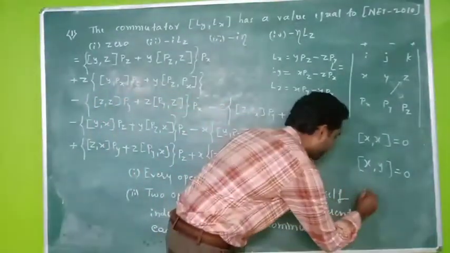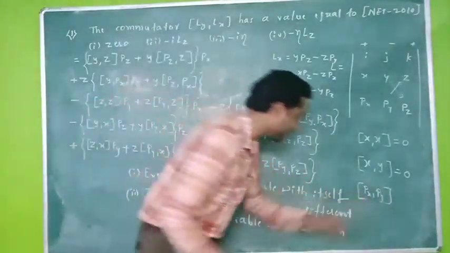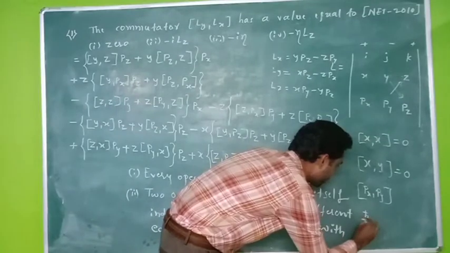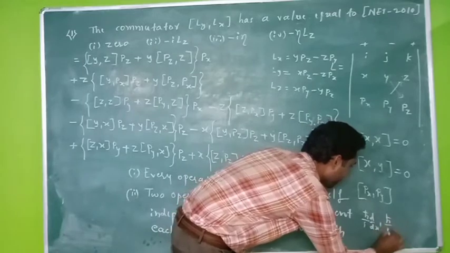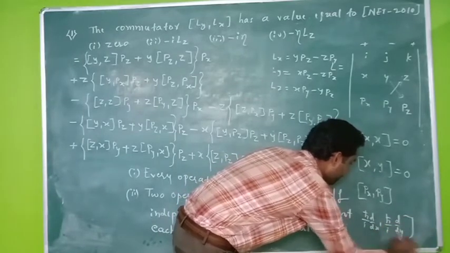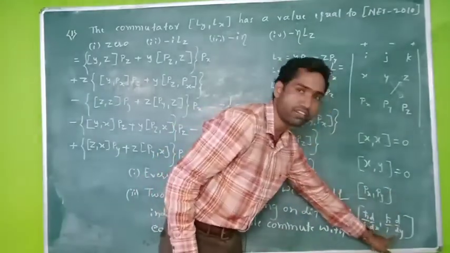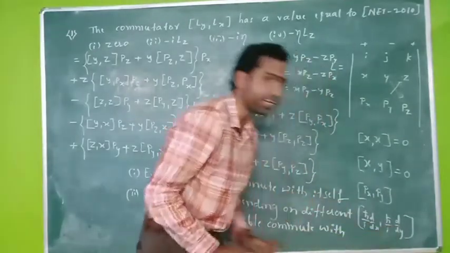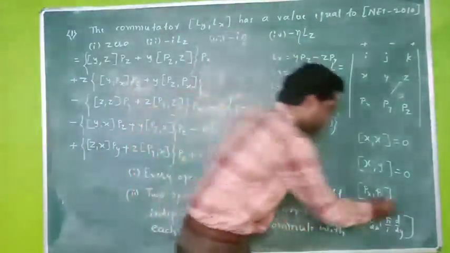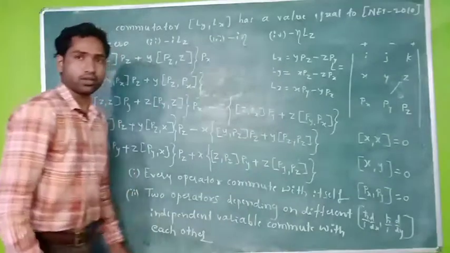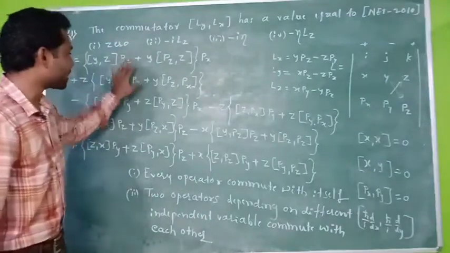So that means, if I take px and py, right? So px means what? This is nothing but h by i d by dx. py means h by i d by dy, right? So px is dependent on only the x variable and py is dependent on only the y variable. That means these two operators depend on different independent variables, therefore these two commute with each other. So their commutator is equal to 0, right?